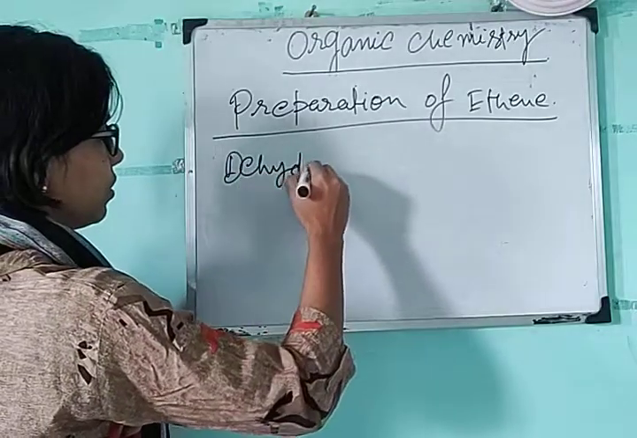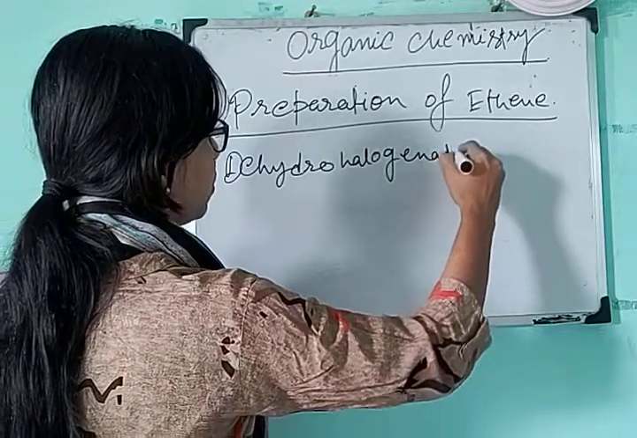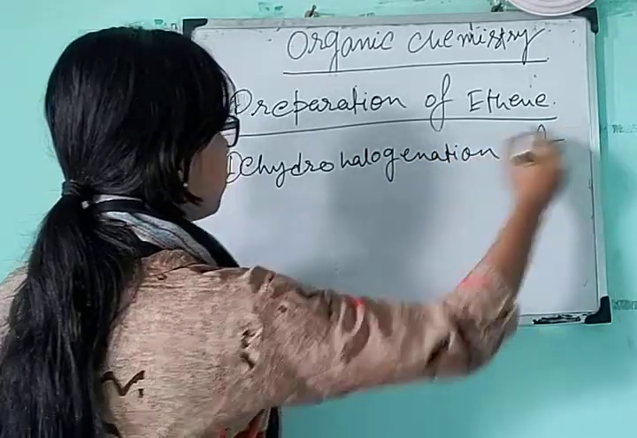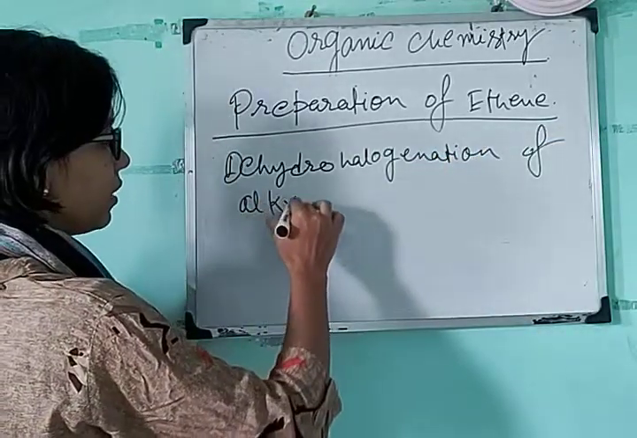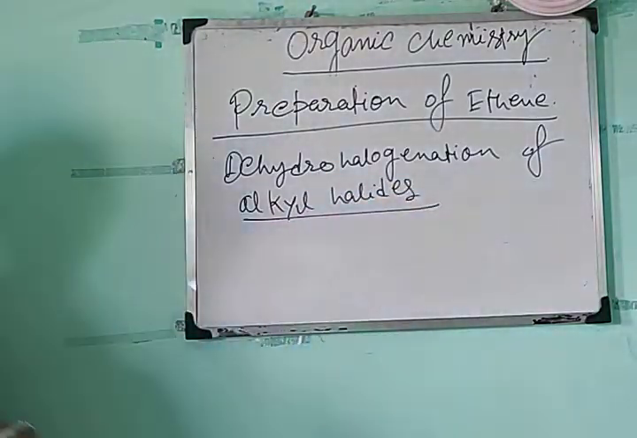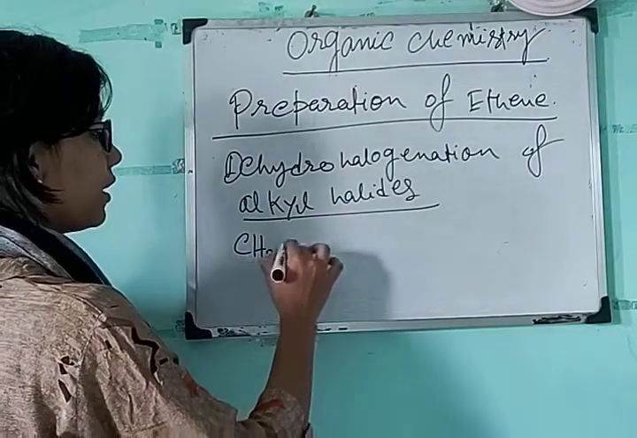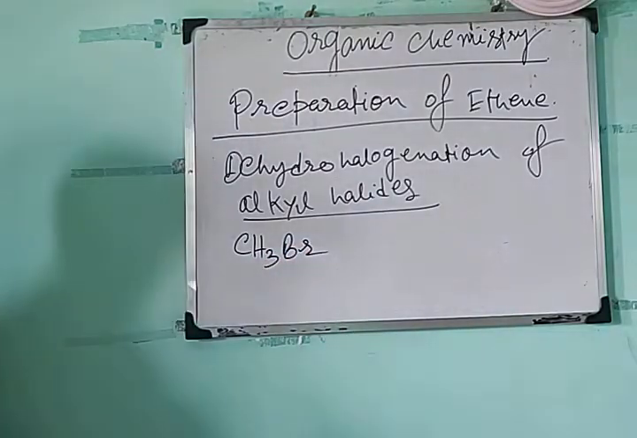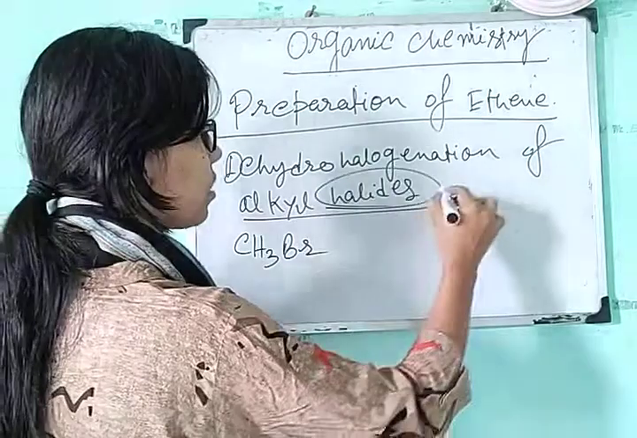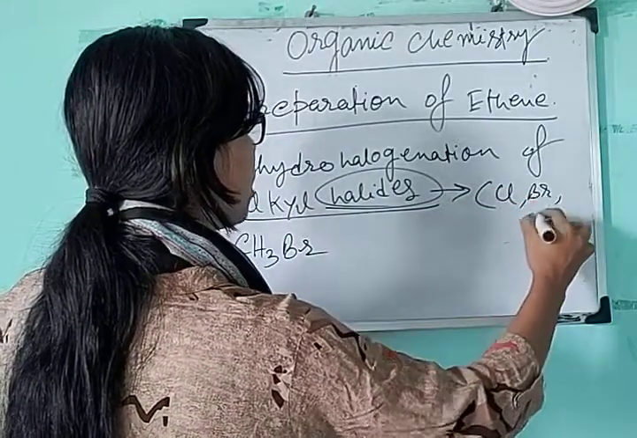Dehydrohalogenation of alkyl halides. So in dehydrohalogenation of alkyl halides, we can take any alkyl halide, methyl, ethyl, any alkyl halide. Halide means presence of halogens. You can consider chlorine, bromine, iodine.